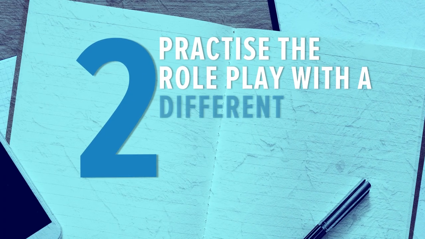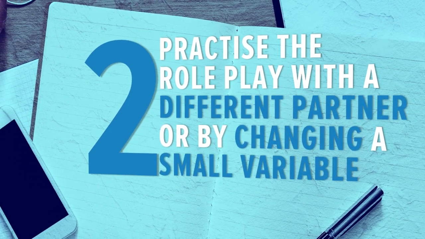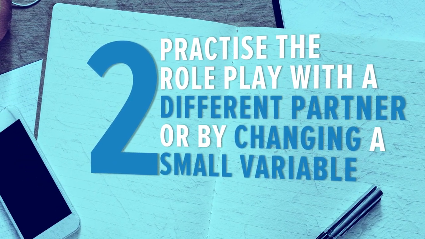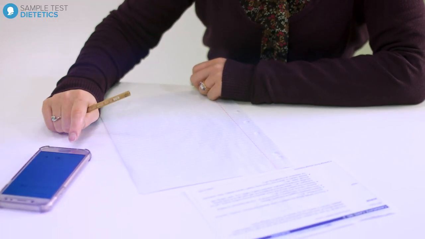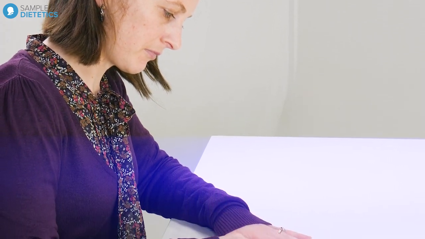Practice the role play again with a different partner or by changing a small variable of the role play, for example by changing the patient's age or the emotion they are feeling about the situation. Think about the different language you might need to use for this role play if the patient was 45 and had a busy work life, which makes it difficult to make dietary changes. Or notice the questions and responses the different partner uses when repeating the role play with somebody else.